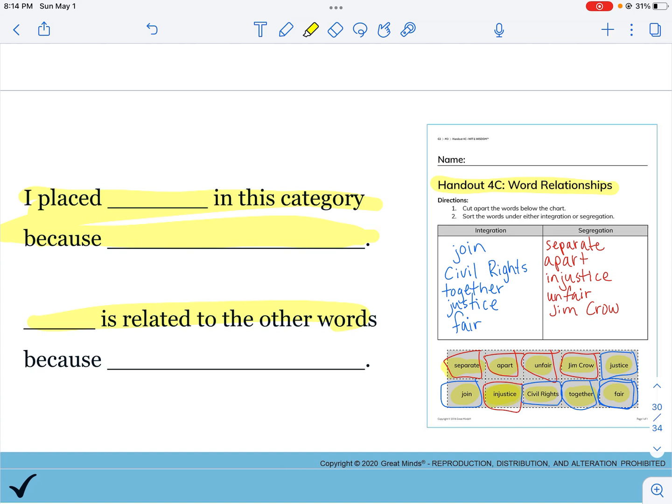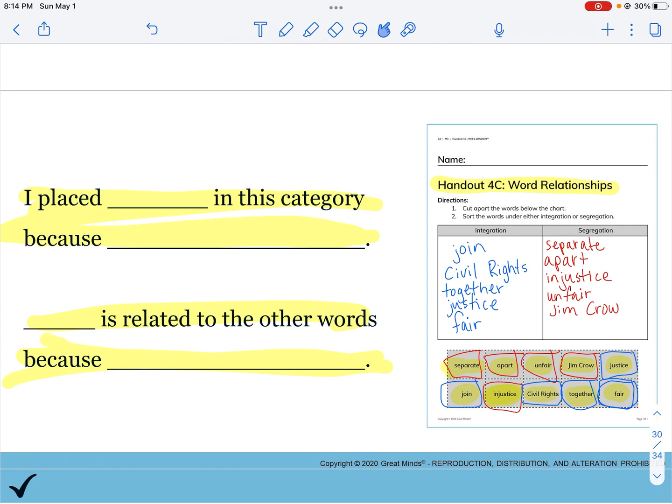When you're done with that, let's talk about how these words are related. Blank is related to the other words because blank. Segregation is related to these words because, and fill in the blank. You do not have to write that anywhere. You can just practice saying them out loud or in your head.